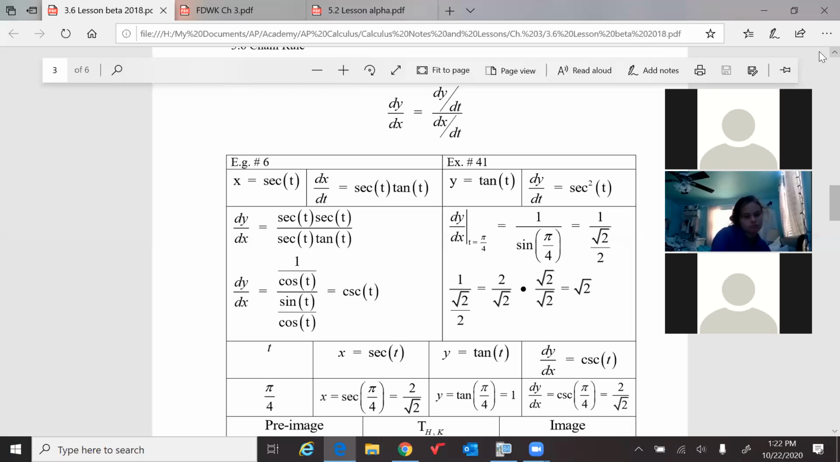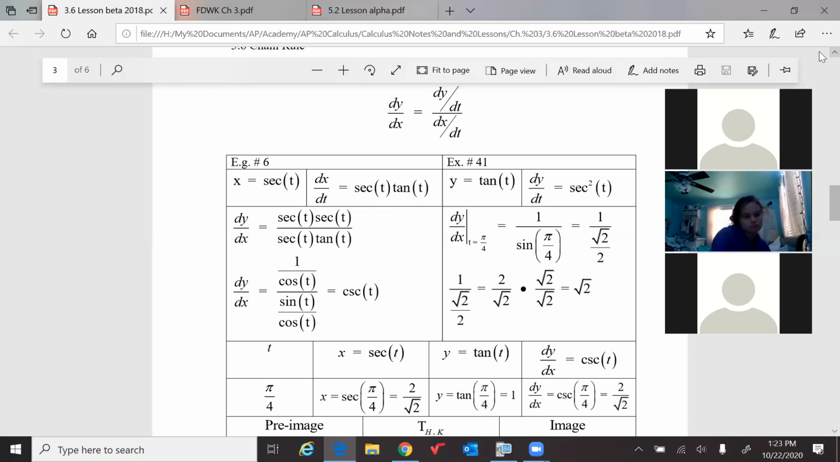Pi over 4. You get root 2 over 2. Here's the sine. The cosecant is the reciprocal, so you would get 2 over root 2. That's 100% correct if you leave it like that. But if you want to rationalize the denominator, you multiply it by root 2 over itself. They reduce, and you get 2 root 2 over 2, which reduces to root 2.